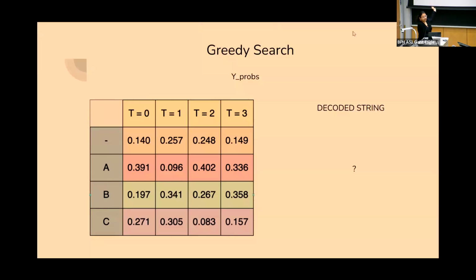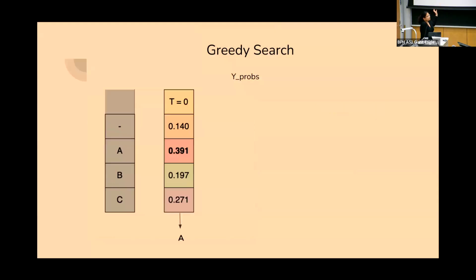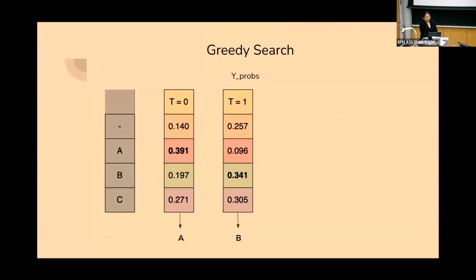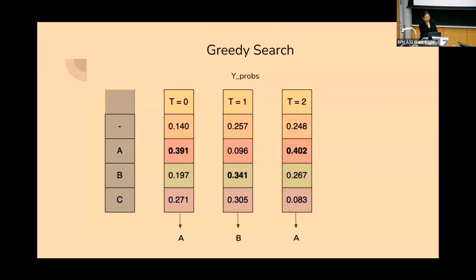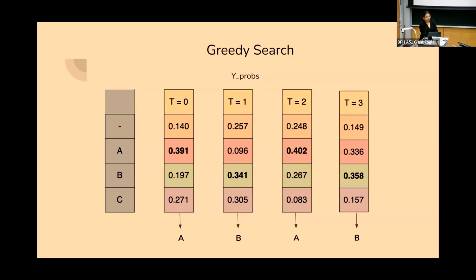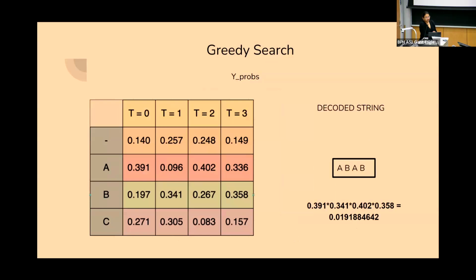So if these are your symbols towards your left, and at each time step you have this particular set of probabilities, at every time step you're essentially going to pick, like I said, the maximum probability. So at time step 0, you essentially pick A. At 1, you pick B. At 2, you pick A again. And at 3, you pick B. So you're simply doing an argmax of sorts to look at what is your final decoded string. And the final probability of the entire path is simply going to be a product of all of that.